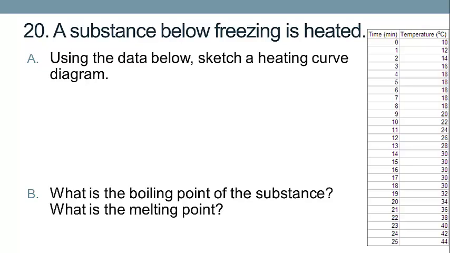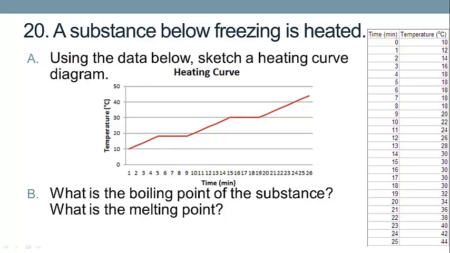A substance was heated and the temperature was recorded every minute. Using the data, sketch a heating curve diagram. If we look at our data, we have 2 places where it goes flat. Those are going to be phase changes that are occurring, and then temperature increasing in 3 places. What is the boiling point and the melting point of the substance?